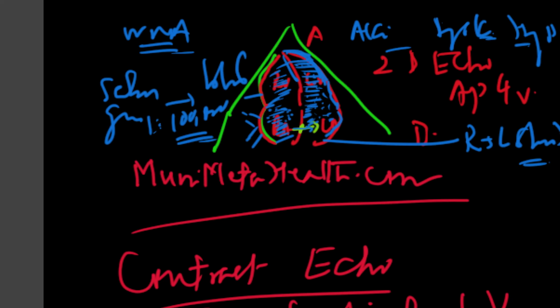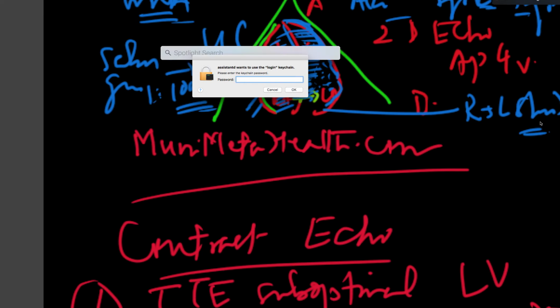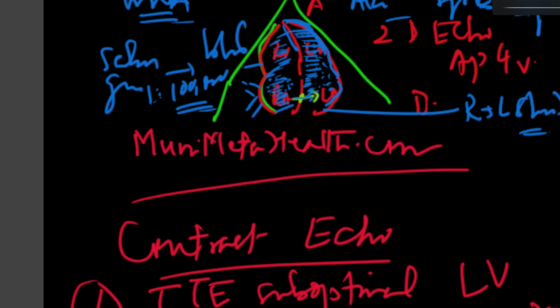So, in a nutshell, I just want to quickly summarize that right to left shunt has been a very important entity, and that has been seen to show different kinds of shunts. So the contrast echo utilizes the interaction of the microscopic gas bubbles, as I said, with ultrasound to enhance the recognition of the blood pool.